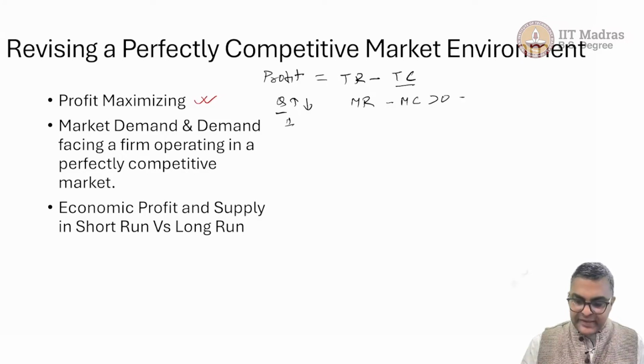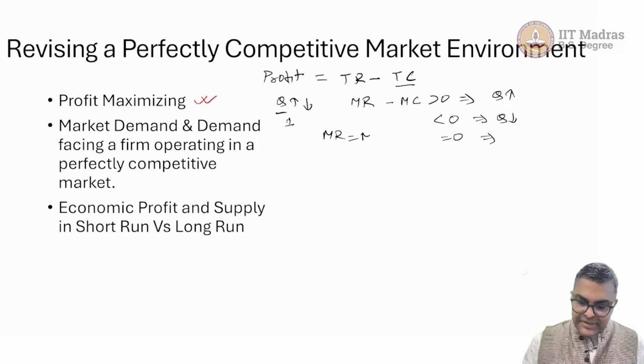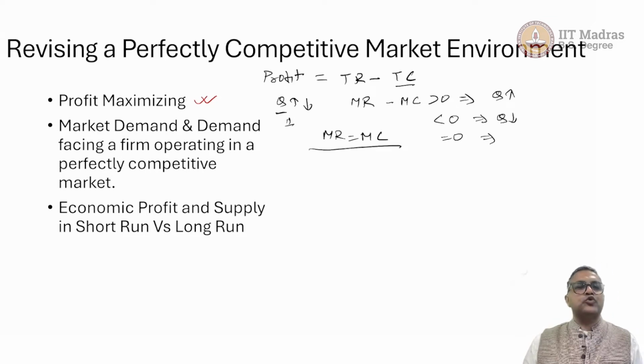If MR minus MC is greater than 0, it's a good idea to increase Q. If it is less than 0, decrease Q, and if it is equal to 0, I think that is the ideal scenario. This MR is equal to MC condition still goes through, but there is a catch.